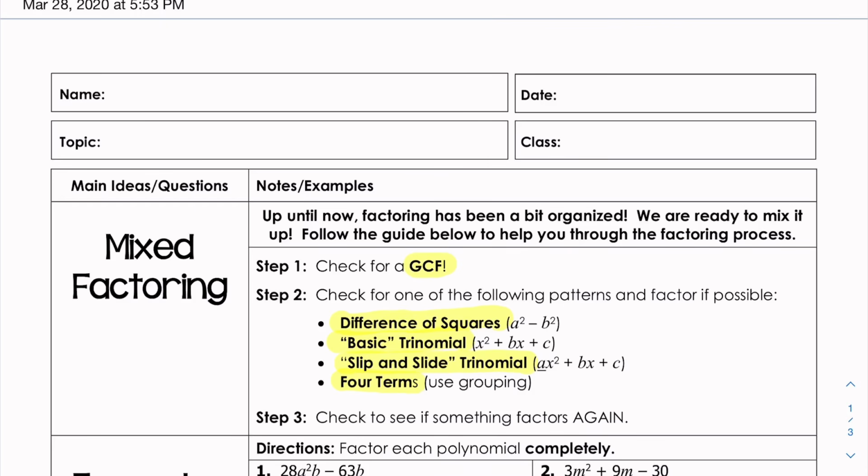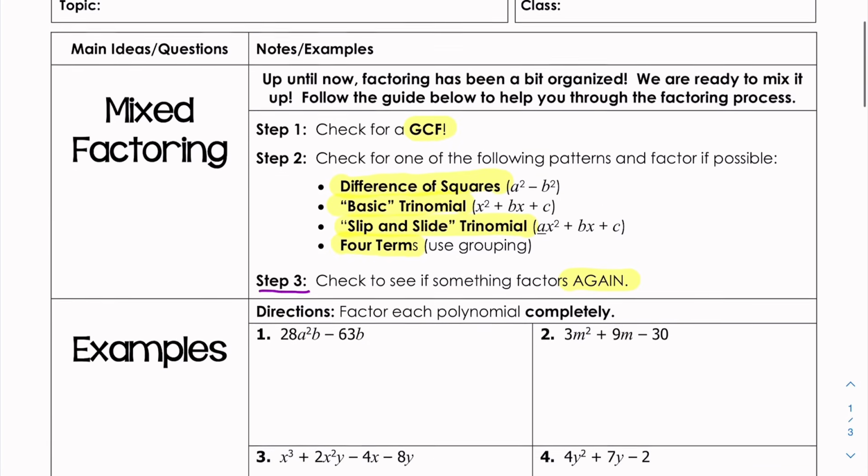And then step 3 is going to be new. We need to see if something factors again. Some of these problems are going to keep going, and this is actually very common, especially with difference of squares. You might factor a difference of squares and have another difference of squares to factor, or sometimes you might factor a four-term problem and still have a difference of squares left over. So we want to look at our final answer, look across it, and make sure we're done.